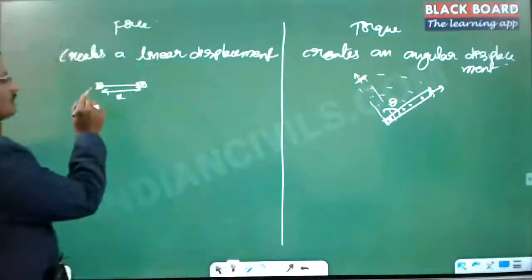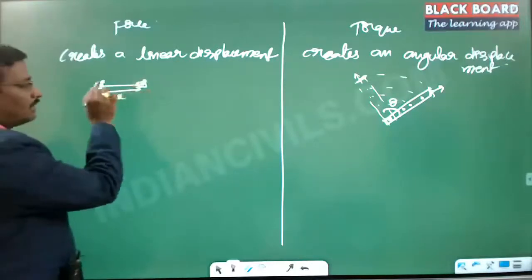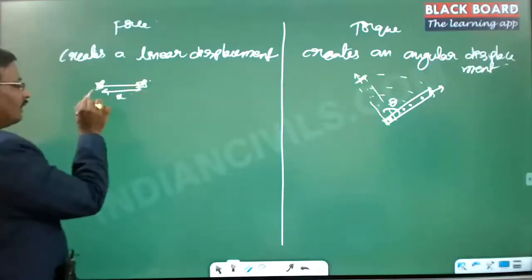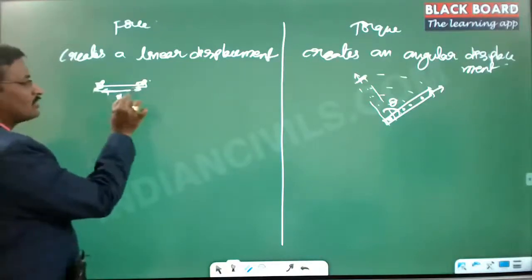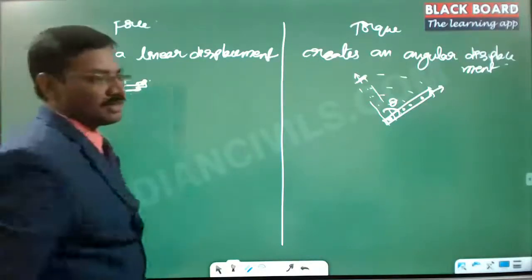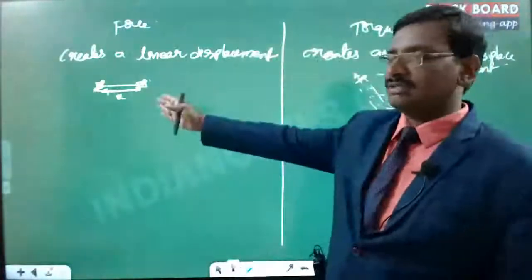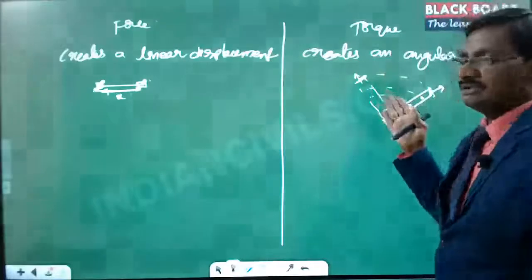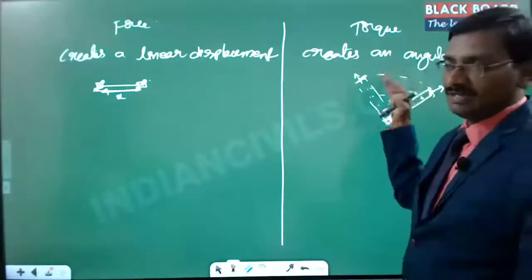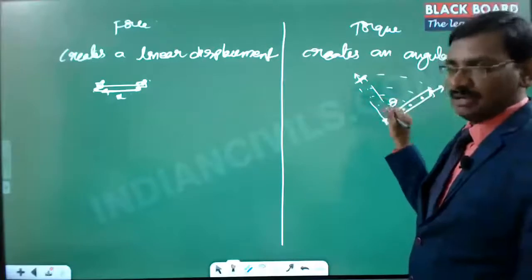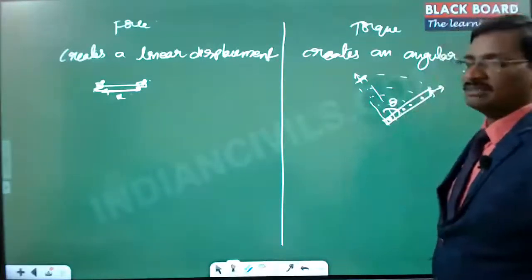But in this case, if you notice, if I take the top corner, it is moved to the top corner here, it is the same displacement. If I take this bottom corner here, it is moved the same amount of displacement. Every particle of that block is moved the same amount of displacement in case of linear displacement. But in this particular case, every particle has a different linear displacement, but the angle is the same. So every particle moved the same angle. So this is called the angular displacement.